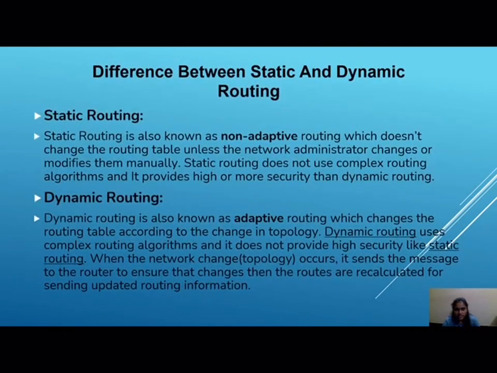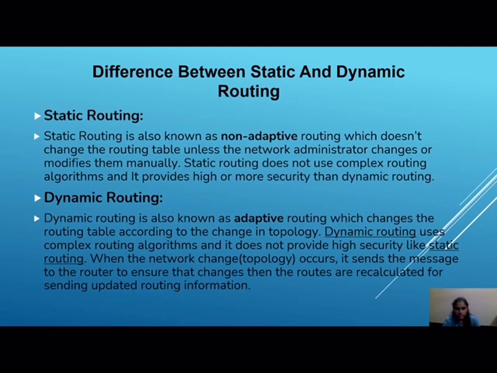Difference between static and dynamic routing. Static routing. Static routing is also known as non-adaptive routing, which doesn't change the routing table unless the network administrator changes or modifies it manually. Static routing does not use complex routing algorithms, and it provides higher security than dynamic routing.